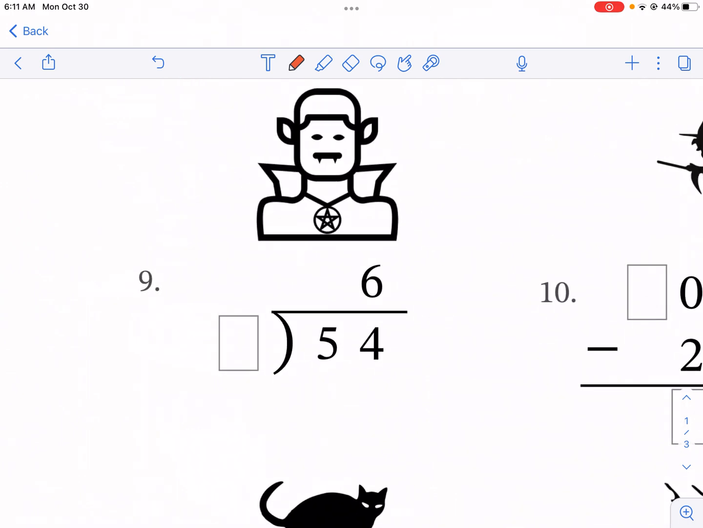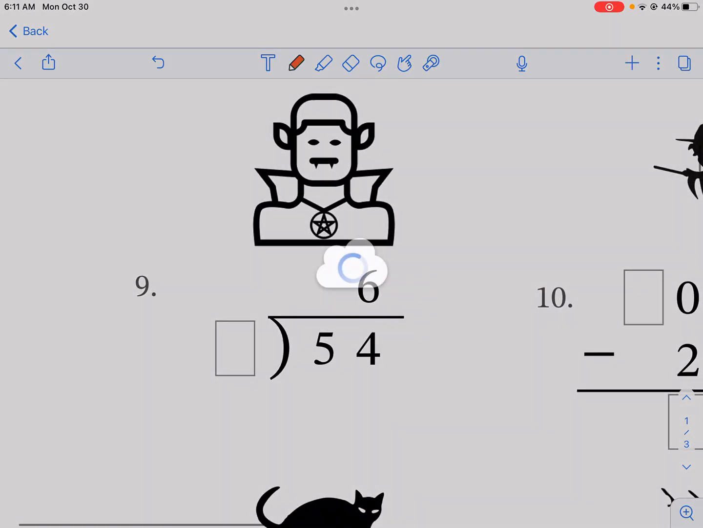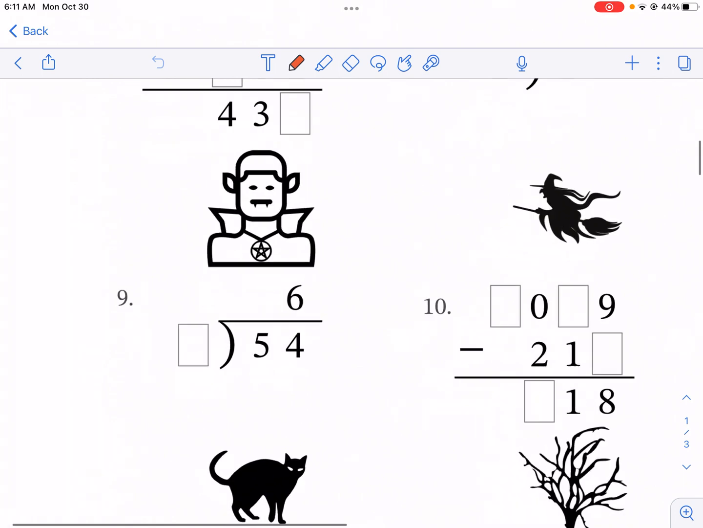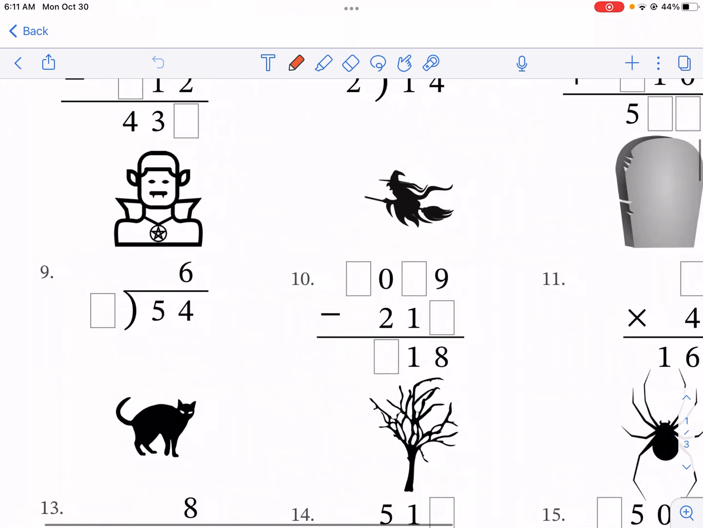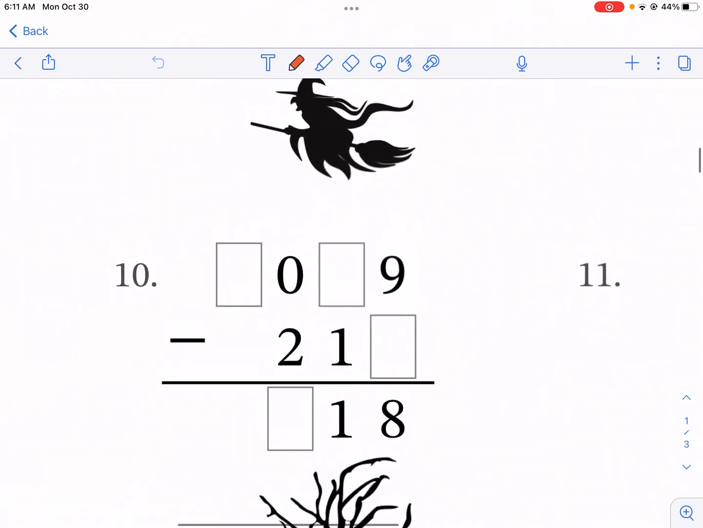This one is something times 6 equals 54. You might want to check out your times table. That would be helpful. All right, let's check out this witch in number 10.